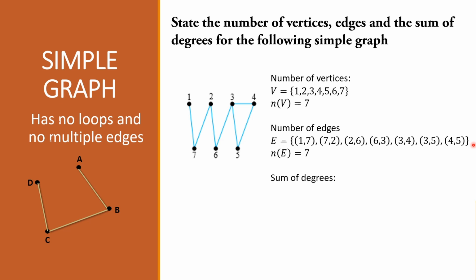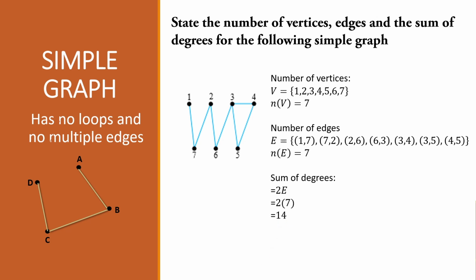Then the last one is sum of degrees, as we learned before. On the previous slide, the sum of degrees is equal to twice the number of edges, 2E. So our number of edges here is 7. So 2 times 7, therefore the answer will be 14. So the sum of degrees is 14.